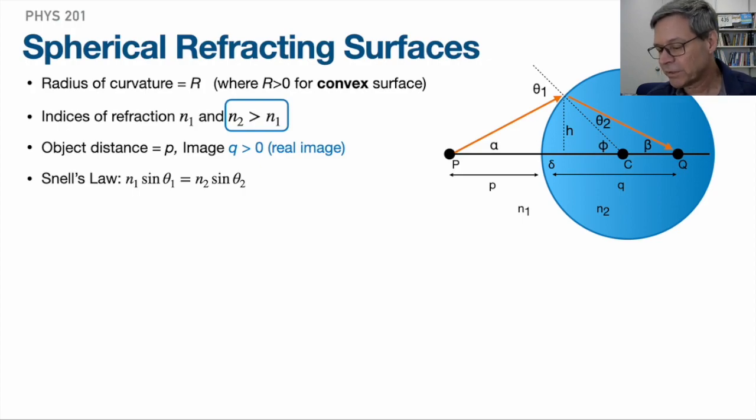Okay, but to do so, let's use some of the other angles I've labeled here and other distances to try to work out a relationship that relates, say, the image distance Q to the object distance P.